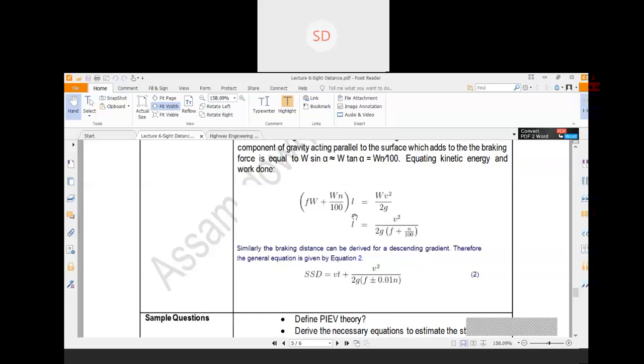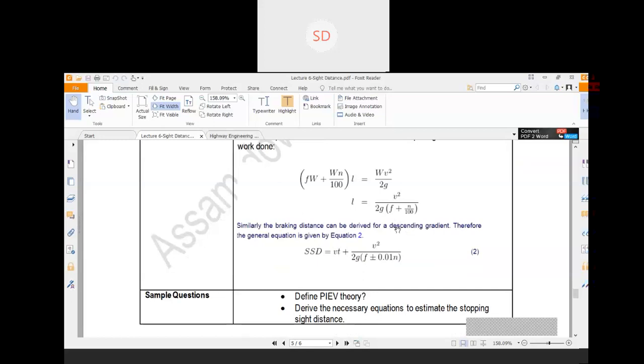Just remember this thing. Whenever there is an ascending gradient, you add up some factor in terms of the slope of the gradient, so that the braking distance ultimately gets lower. Whenever you are traveling in a descending gradient, in that case it would be negative. So ultimately your SSD would be v square divided by 2g into f plus minus 0.01 n. Plus is for the ascending gradient and minus is for the descending gradient.